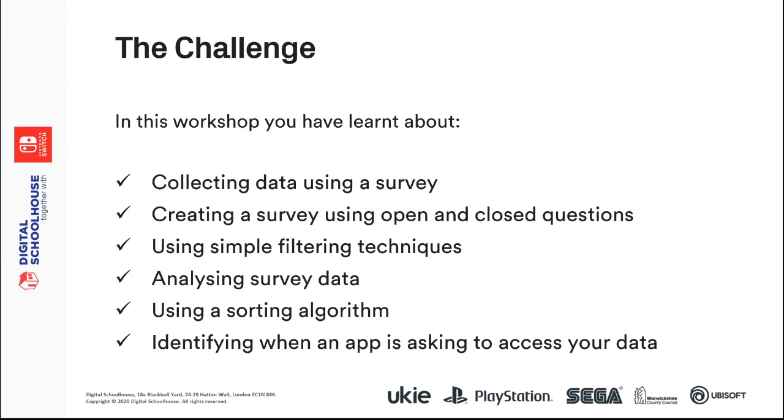So in this workshop, you've learned about collecting data using a survey. We've learnt about using open and closed questions in your survey, and we've learnt some simple filtering techniques using Guess Who. We also learnt how to analyse the survey data, and we used tallies to do that to find out the information that people had told us about the kind of party they wanted to have. And then we learnt how to use a sorting algorithm, and we sorted both numbers, and we also learnt how to sort words using ASCII code.